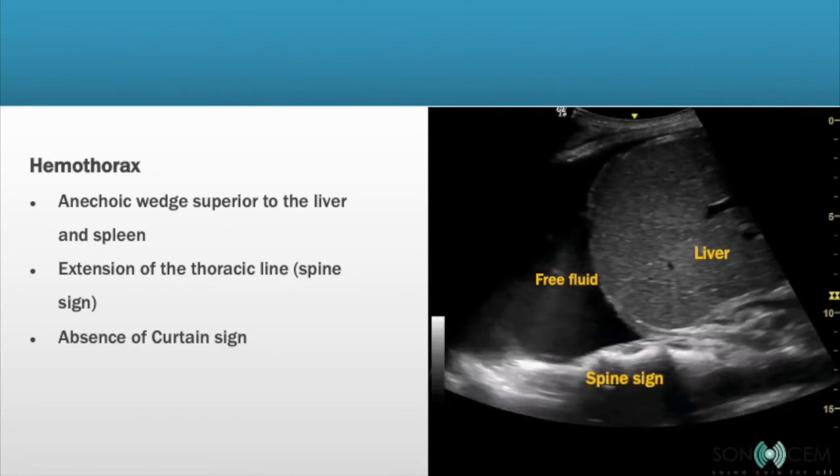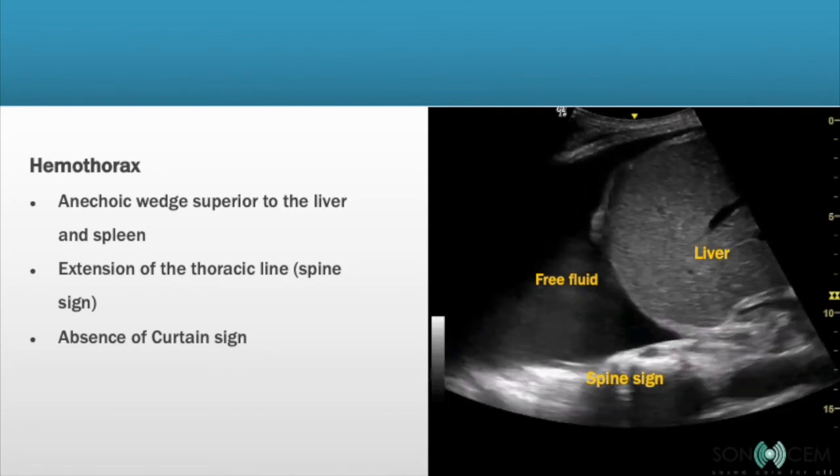Studies show that ultrasound has a higher sensitivity in detecting hemothorax compared to chest x-ray, because ultrasound can pick up as little as 20 mL of free fluid. For chest x-ray, we need at least about 200 mL before it can be shown on chest x-ray.